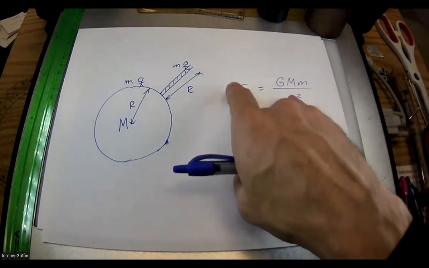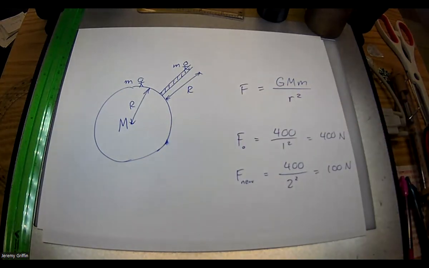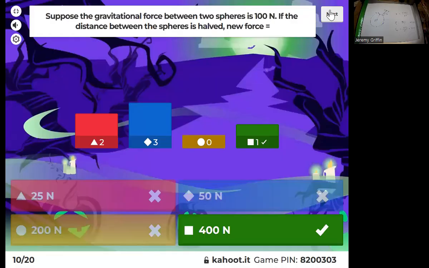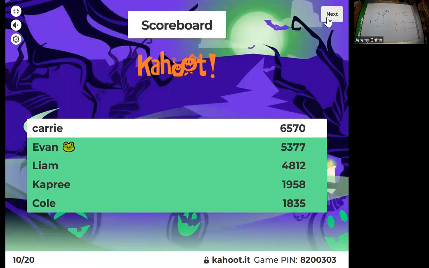So inverse square law between distance and force, right? If you increase the distance, you get less force. If you decrease the distance, you get more force, and it follows an inverse square law. So 1/2 squared is a quarter. 1 divided by a quarter, 4 times. 4 times 100 is 400.